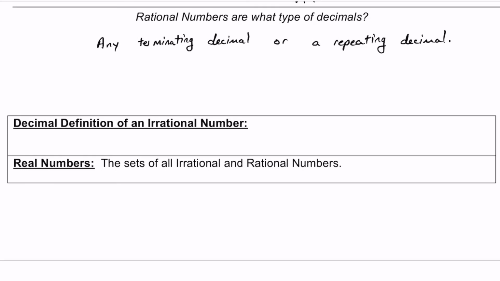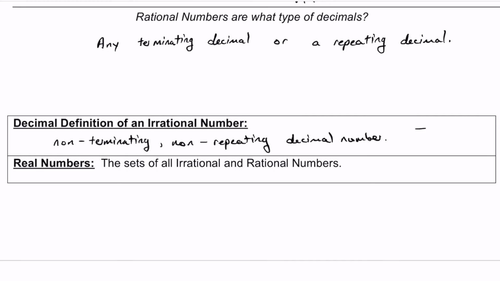From this, we'll look at the opposite, and we get a decimal definition of what an irrational number is. If rational numbers include any terminating decimal, then an irrational number has to be a non-terminating decimal. It's got to go forever, but a rational number repeats, so an irrational number can't repeat. So it's got to be a non-terminating, non-repeating decimal number.